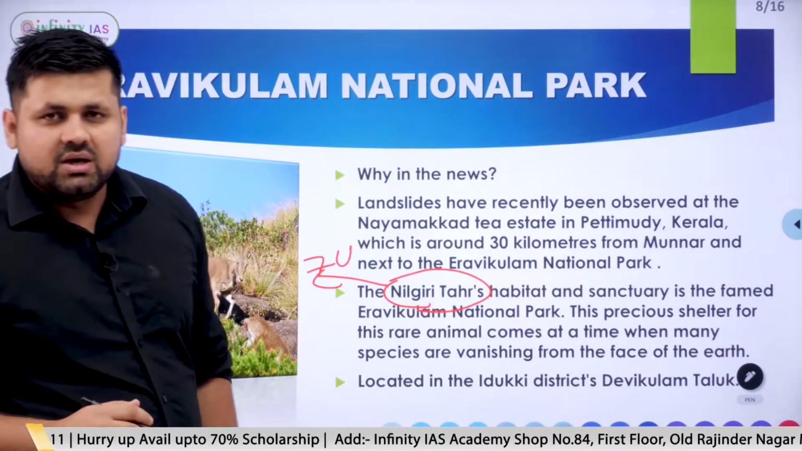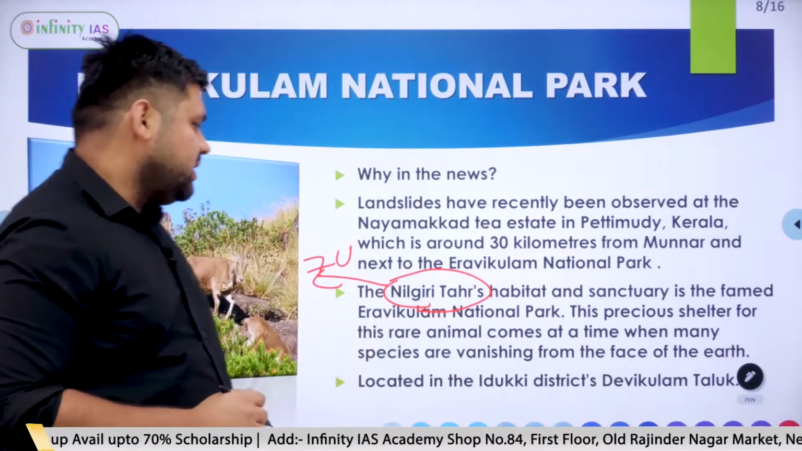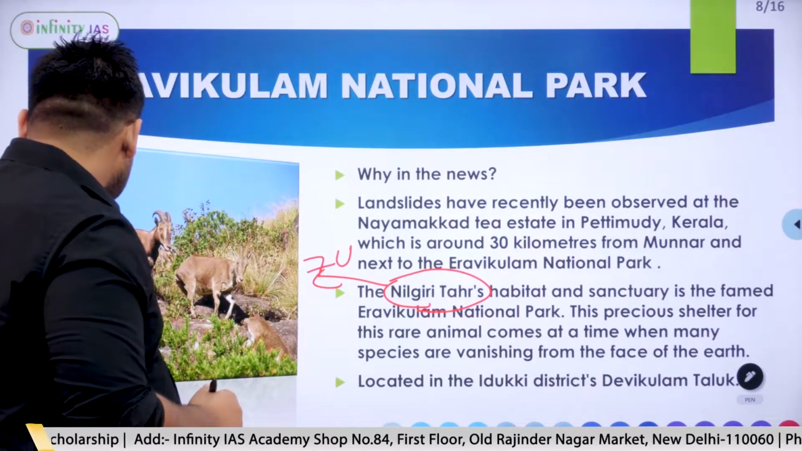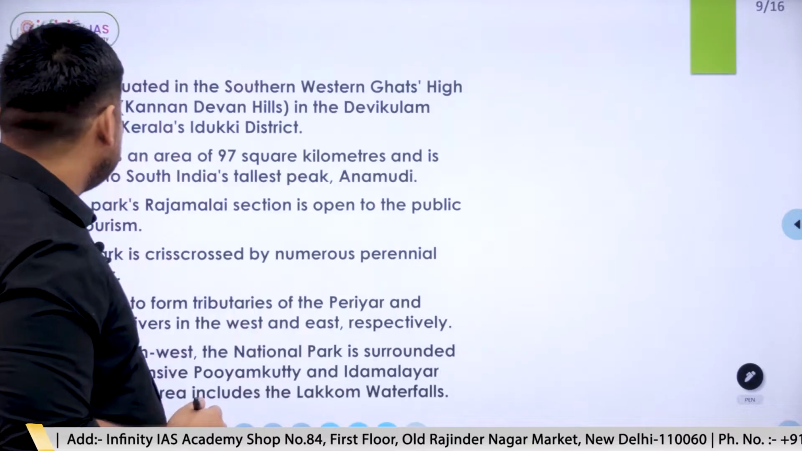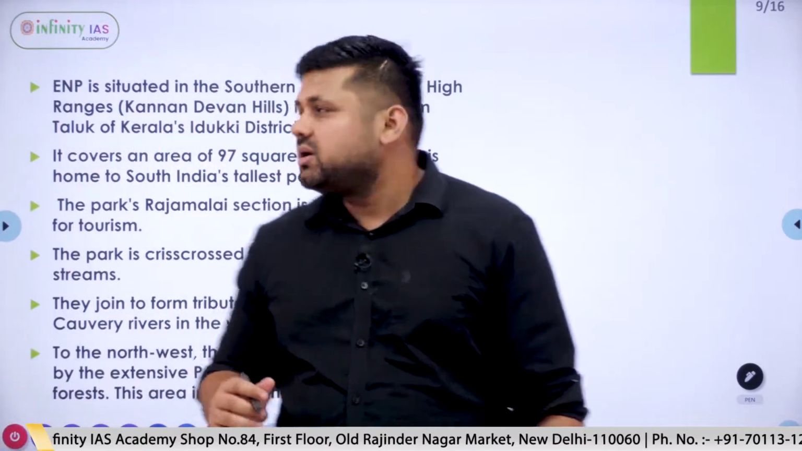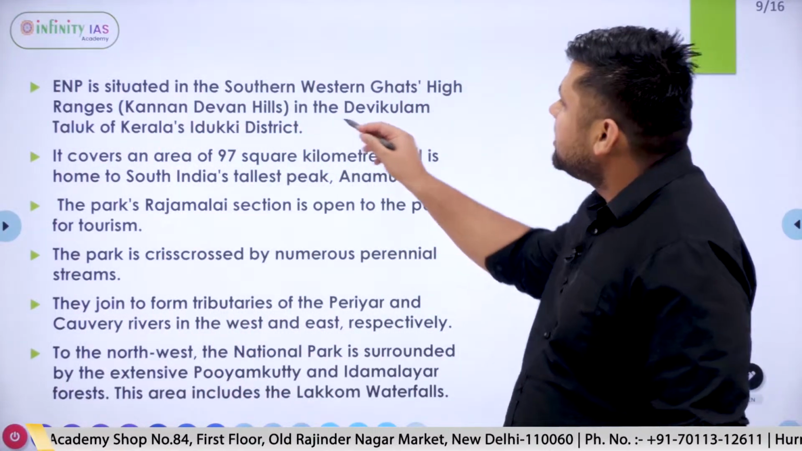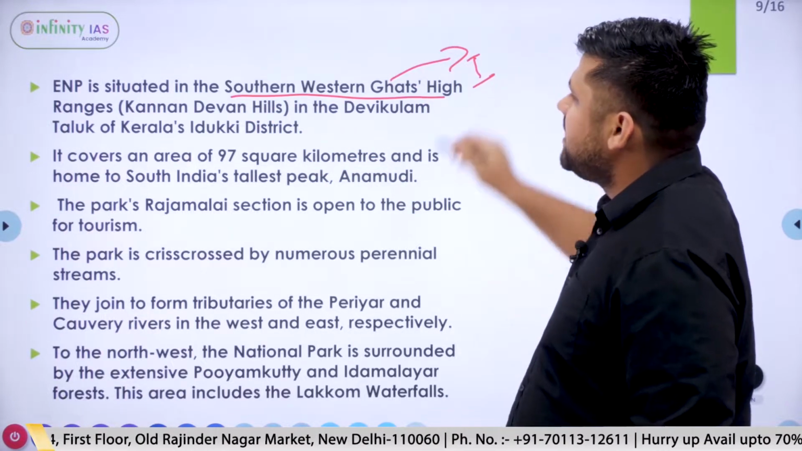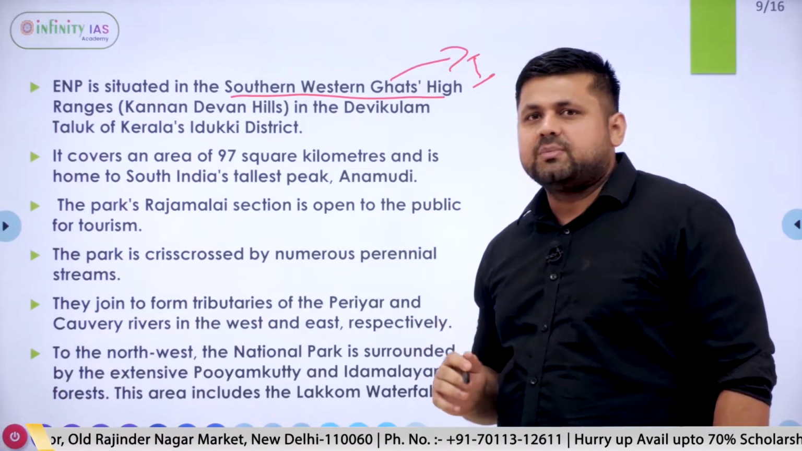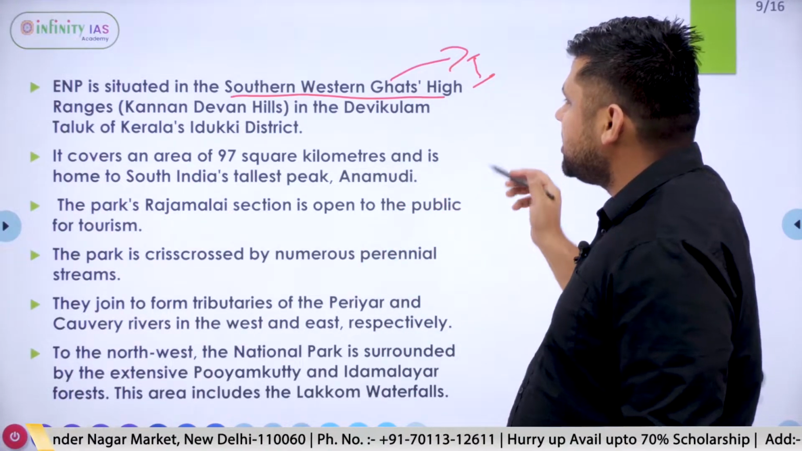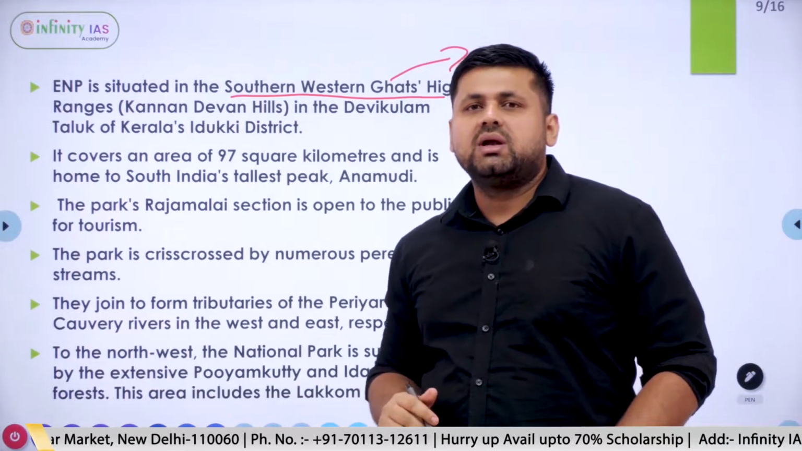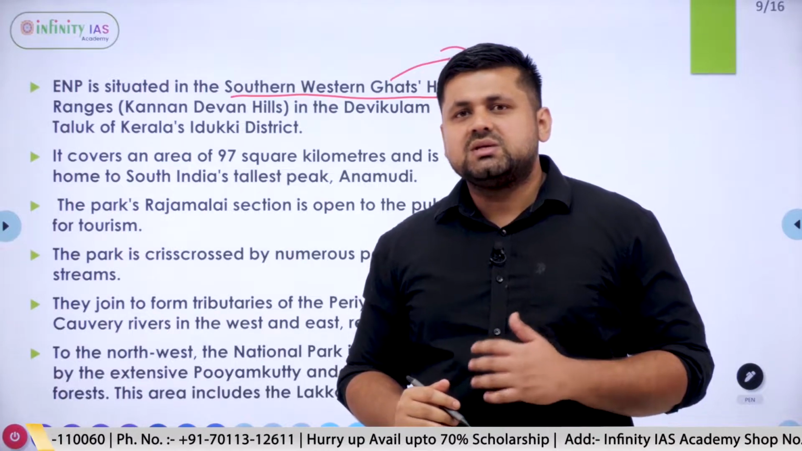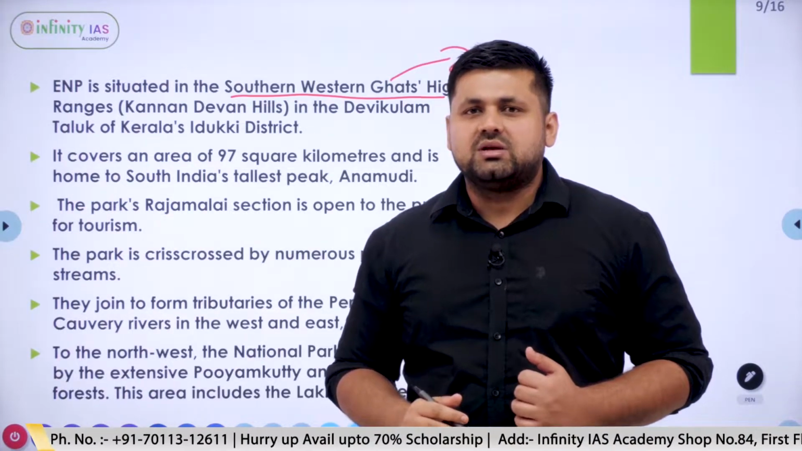So remember this IUCN status of Nilgiri Thar, and this national park is located in the Idukki district of Kerala. So moving ahead further about the other important aspects of the national park. Now the national park is located in the Western Ghats, which is quite obvious as it is located in the state of Kerala. And the total area of the national park is 97 square kilometers. The other important detail about the national park is the Anaimudi peak, which is the highest peak in South India. It is found in the national park.